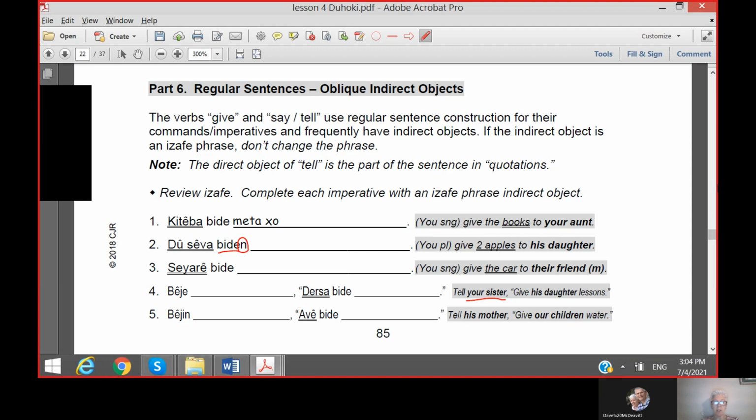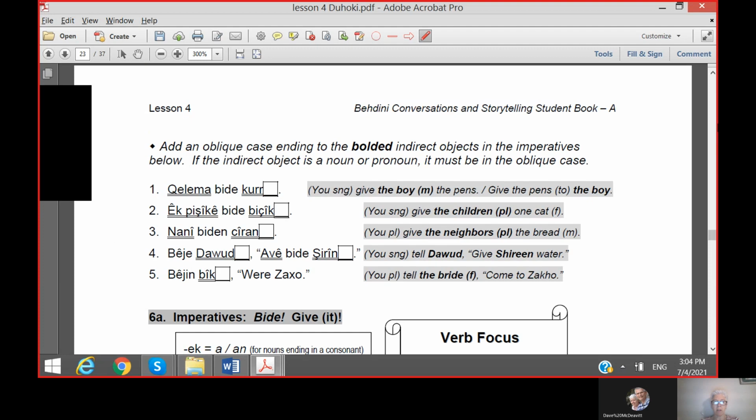Okay, so you can finish this. Check your answers in Appendix S. On the next page, page 86, add an oblique case ending to the bolded indirect objects in the imperatives. Check those in Appendix S. Say them with your language helper.